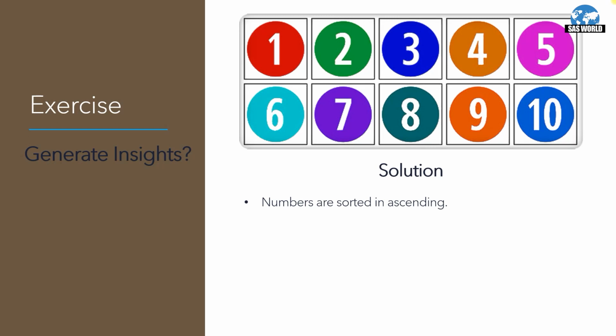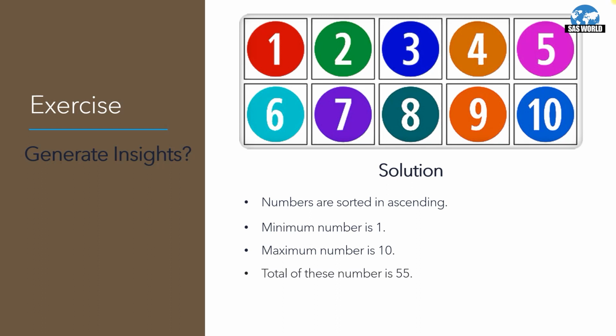The next is, what is the minimum number? The minimum number is 1. What is the maximum number? The maximum number is 10. What other information can you generate out of these numbers? The other thing you can tell is the total of these numbers, which is 55. What other information can you generate? The average of these numbers is 5.5. So I've generated 5 insights about these numbers. This is pretty basic, but you can see how we generate this. Other things you can generate are the median of these numbers and the sigma, meaning standard deviation, of these numbers. So you can generate insights like this. I hope you like this exercise.